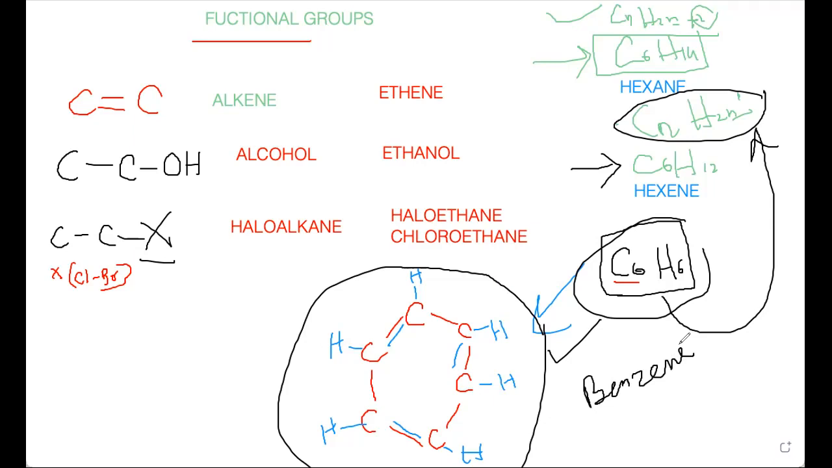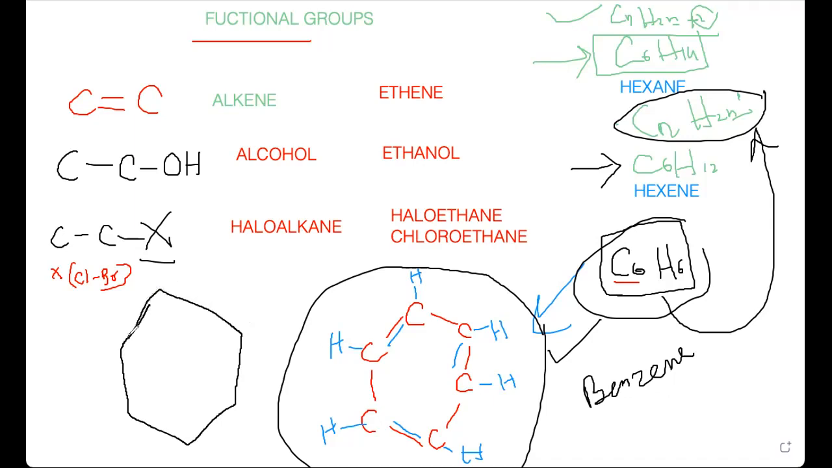So definitely we have to make a group for the ring structures. So the group name is arenes. Arenes means ring structure compounds. And the example is this one here, the benzene. We have to discuss more examples in upcoming classes, but this is benzene. The example of the arene is benzene. The group names are arene, alkane, alcohol, haloalkane. And what is the skeletal formula? Let me tell you. You know very well. Corners show the carbon.